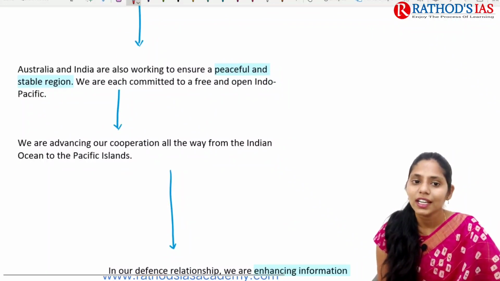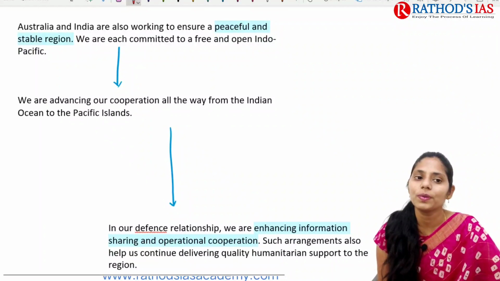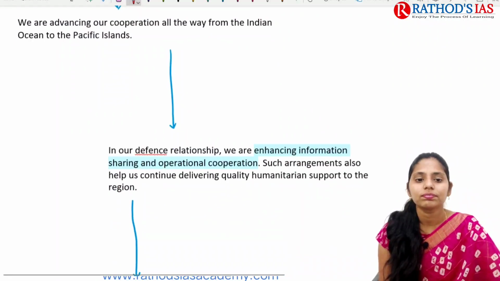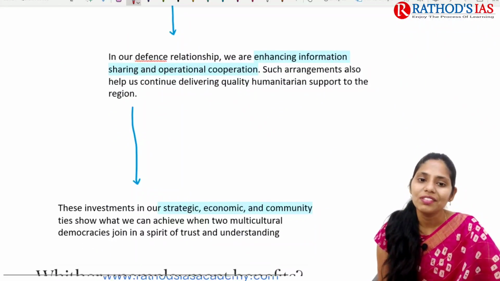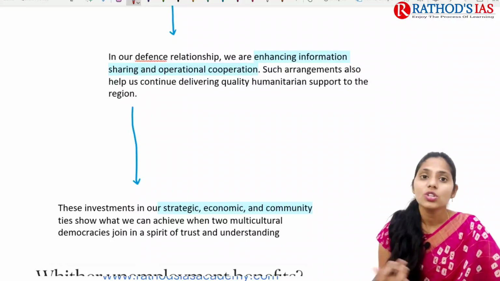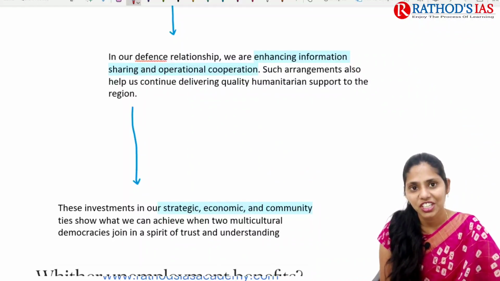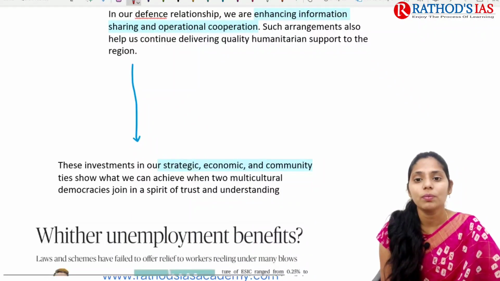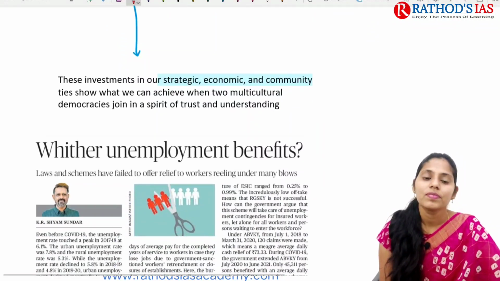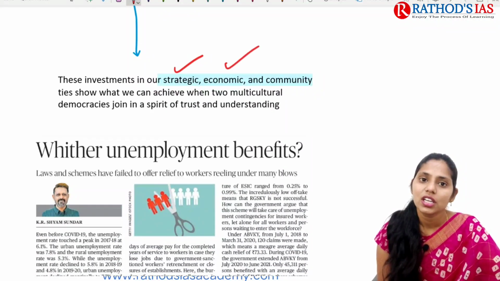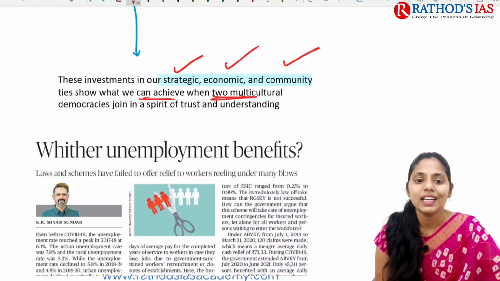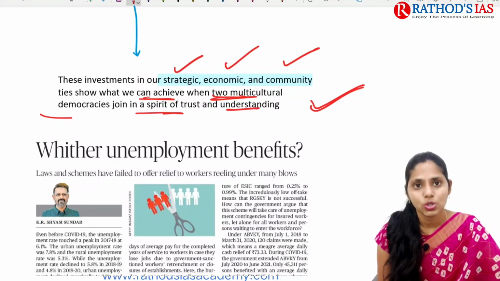Australia and India are also working together to ensure a peaceful and stable region, focusing on a free and open Indo-Pacific region, right? On the defense relationship between India and Australia, we are focusing on enhancing information sharing and operational cooperation, and they are also focusing on humanitarian support to the region. These investments in our strategic, economic and community ties show what we can achieve when two multidimensional democracies join in a spirit of trust and understanding. Okay, so this is about this topic.